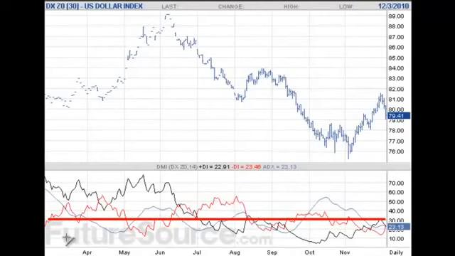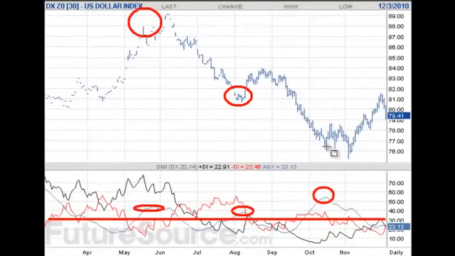So let's just look at it. Here we have the ADX. It hooks down right around in here, and the market tops in there. There, ADX hooks down, calls a bottom. ADX is above 30, it hooks down, calls a bottom. Okay?